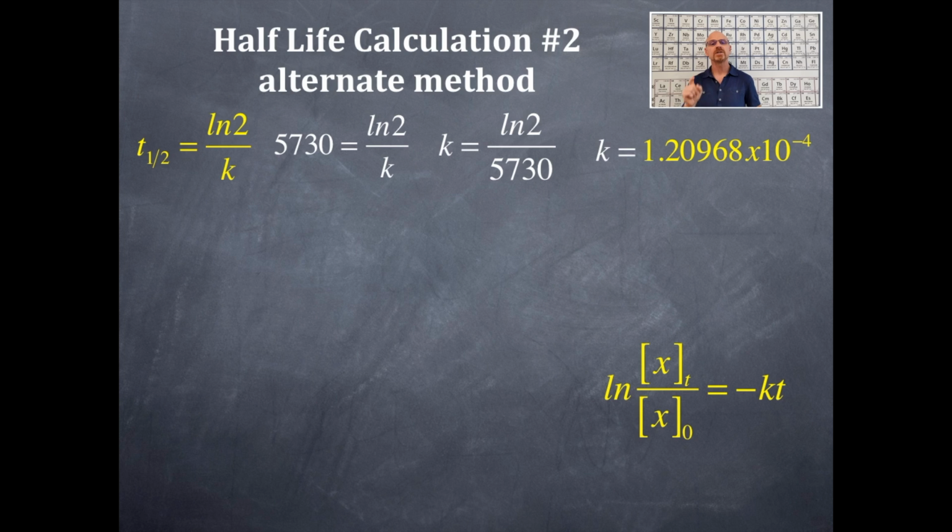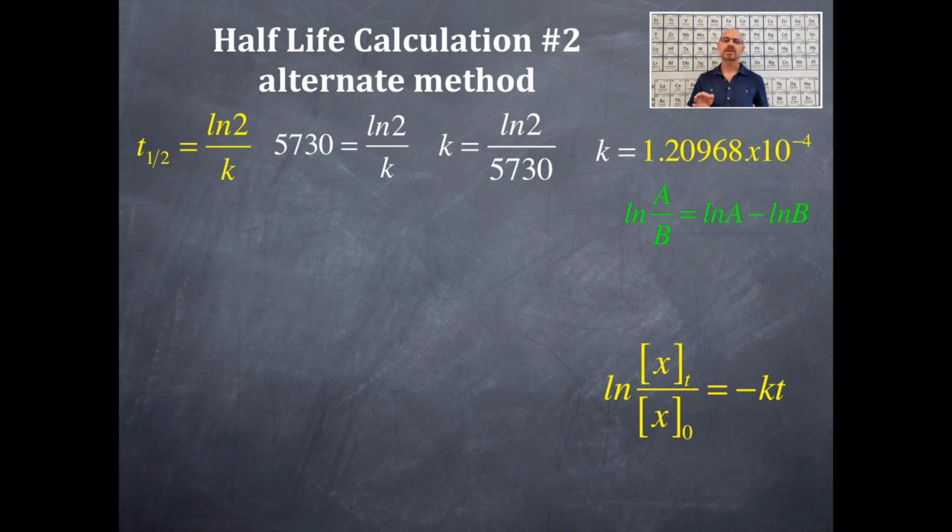And then we know the amount of time. We know the half-life, which is 5,730 years, and we know the number of half-lives, which would be 6. So the total amount of time is the product of 5,730 times 6 half-lives.